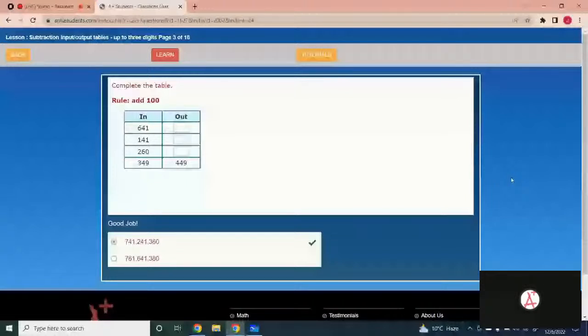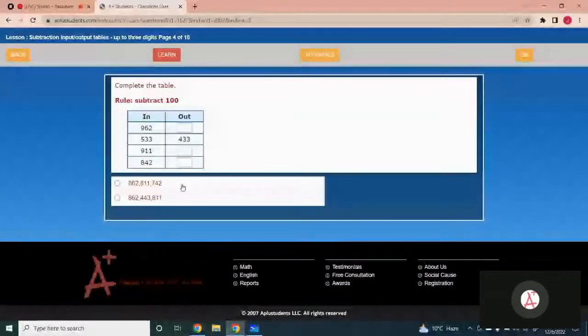Just Foma is answering. Where is the rest of the students? Okay. Now you have to subtract 100. So subtract from each input value to get the output value. Got it? 962 minus 100 is 862. 911 subtract 100 is 811. 842 subtract 100 is 742. Got it? It would be 862, 811, and 742. Got it?